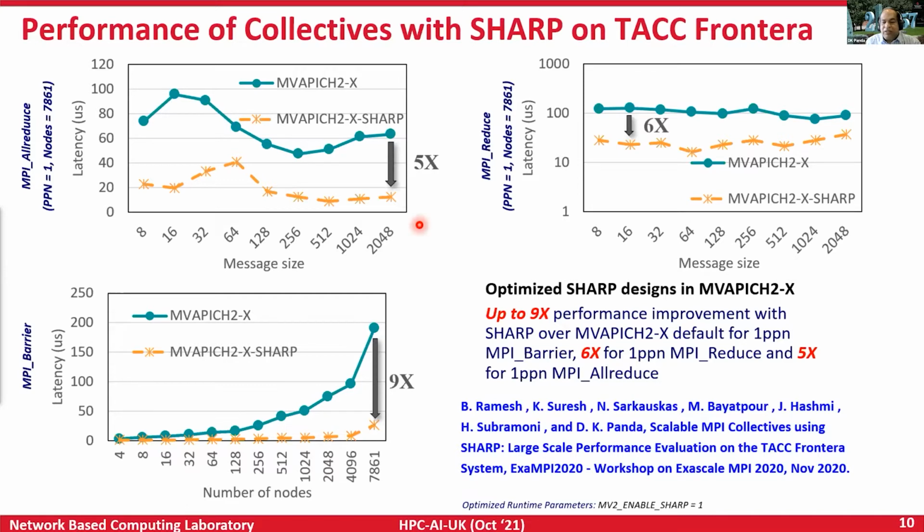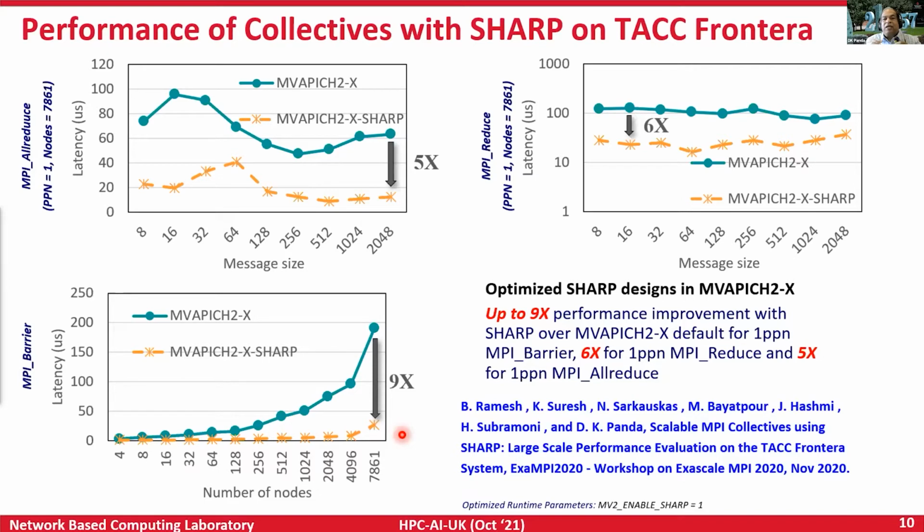Short message all-reduce, the same thing happens. We can give like a 6x improvement. And if you see here, MPI barrier, this is going to full scale. Now you can see on 7,800 nodes, we can actually have the barrier. Here it's coming around 40, 42 microseconds. We can do the barrier completely on this large-scale system. So these are very important things.